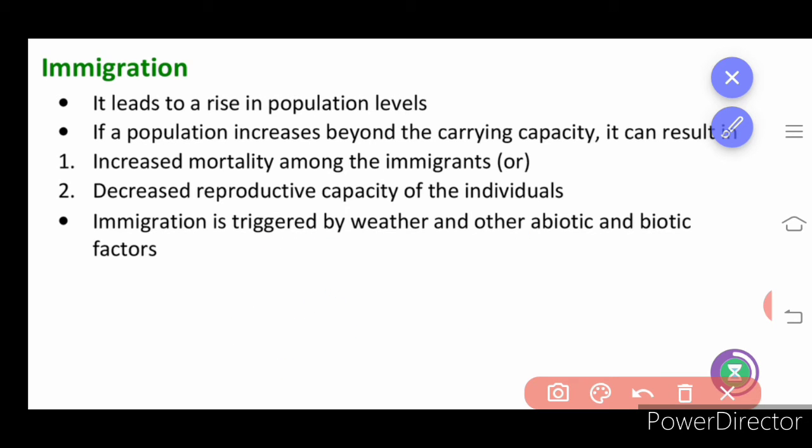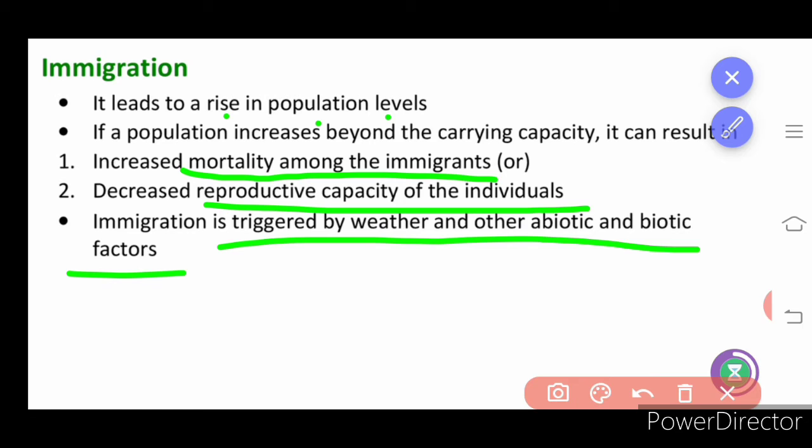So immigration leads to a rise in population levels, and the population is increased beyond the carrying capacity. It results in increased mortality among the immigrants and decreased reproductive capacity of the individual. Immigration is triggered by weather and other abiotic and biotic factors.